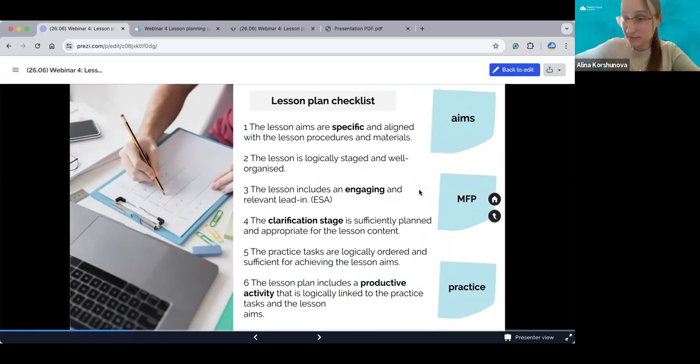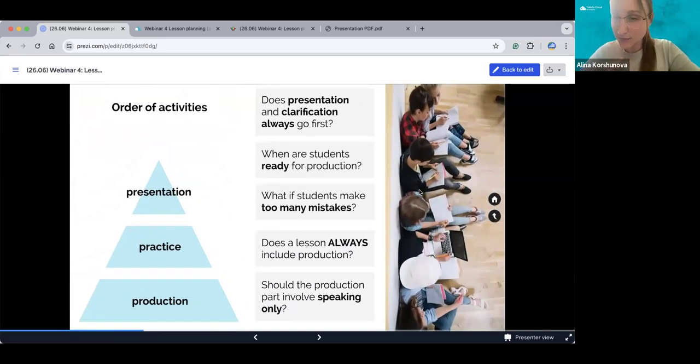And of course, whenever you check your lesson plan, make sure that you have enough practice tasks and you have a productive activity. So something that I wanted to show you here, this scheme: presentation, practice, production. That is if you follow PPP. Remember, if we use TTT, we do first practice, then presentation, then production. If we work according to TBL, task-based learning, we might start with the production, then move to presentation and practice. But the most common is PPP, that's why I have this scheme.